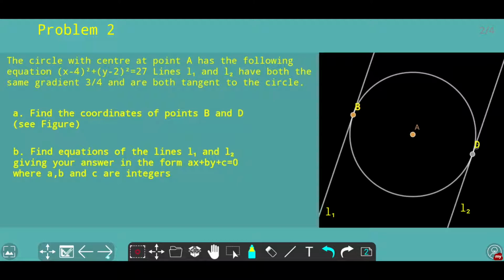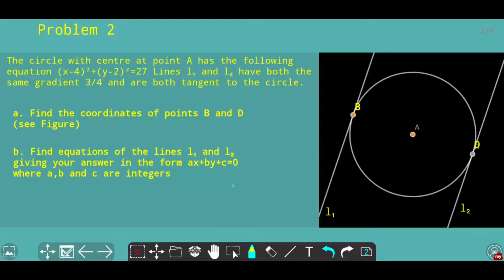Alright, so today we have problem 2. We have two parallel lines. Read the statement of the question carefully. We need to finally determine the coordinates of points B and D, basically their touching points with the circle, okay? And also, as the final step, we need to find the equations of both lines L1 and L2 and give the answer in standard form.